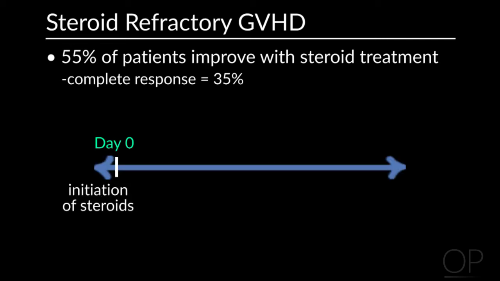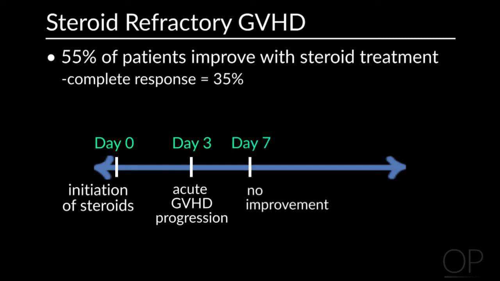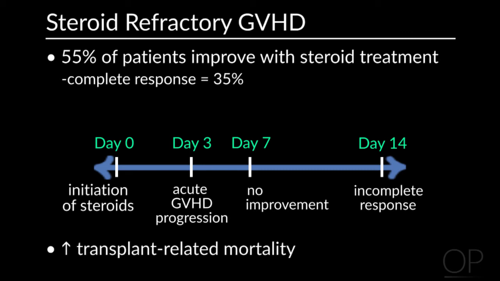So the definition of steroid refractory graft-versus-host disease is progression of acute graft-versus-host disease after 3 days of steroid therapy, or no clinical or biochemical improvement after 7 days, or an incomplete response after 14 days of therapy. So with steroid refractory graft-versus-host disease, we see a significant increase in transplant-related mortality. And so because of that, we often act very early, so even after the progression after 3 days of steroid, to add a second or third line agent.